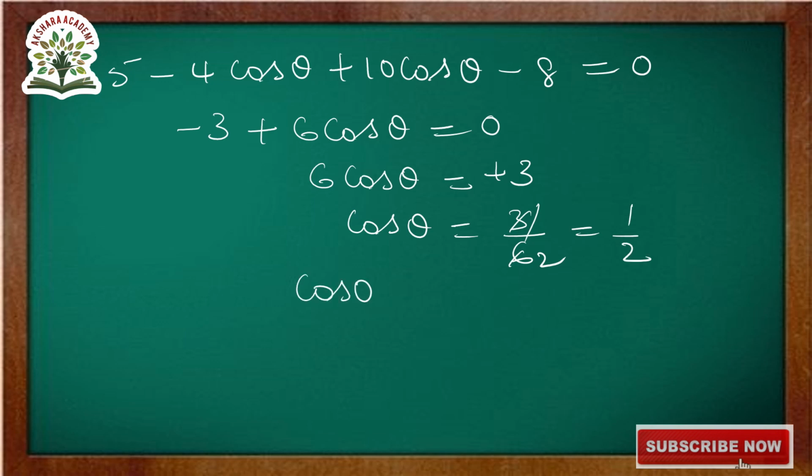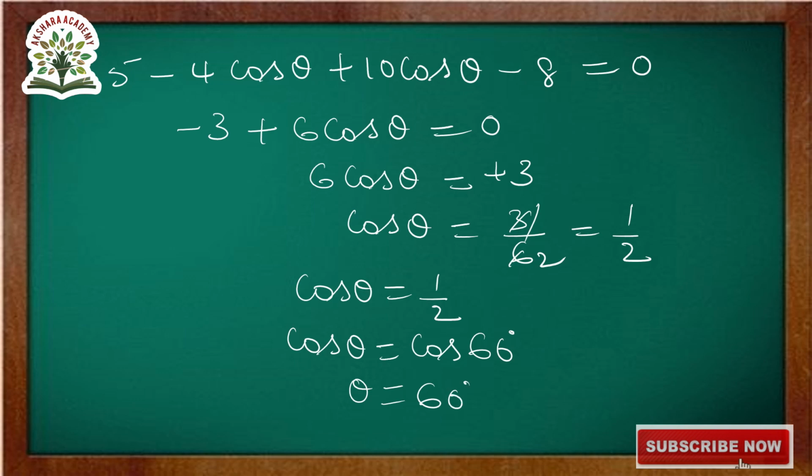If cos theta is equal to 1 by 2, it can be written as cos 60. So if cos theta is equal to cos 60, then theta is equal to 60 degrees. So this is the angle between the two vectors a bar and b bar. Therefore, theta is equal to 60 degrees. This is the final answer. Okay, next we will go to the next question.